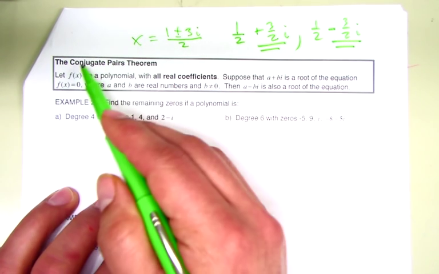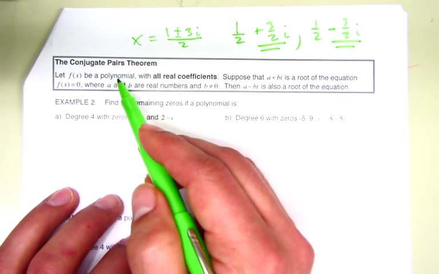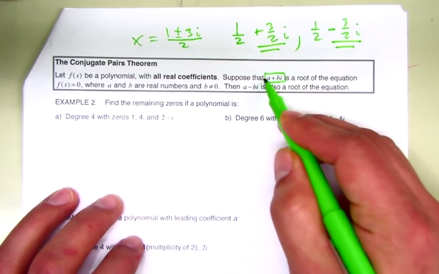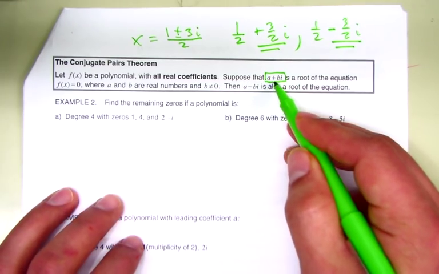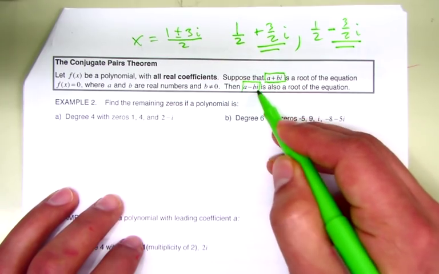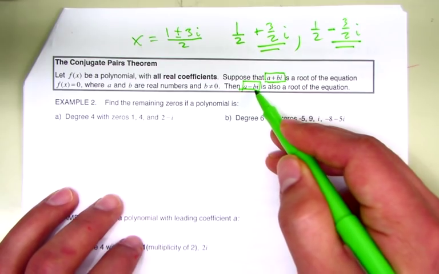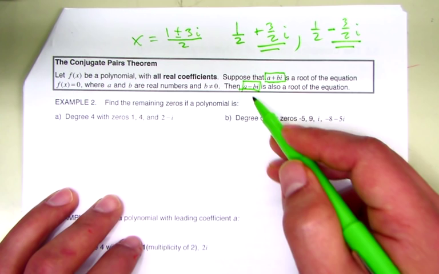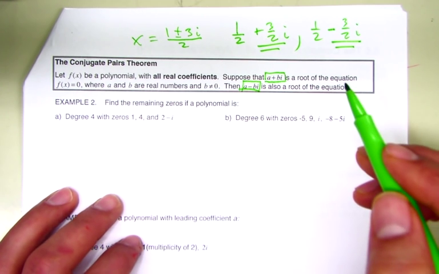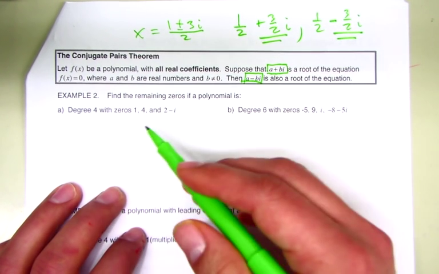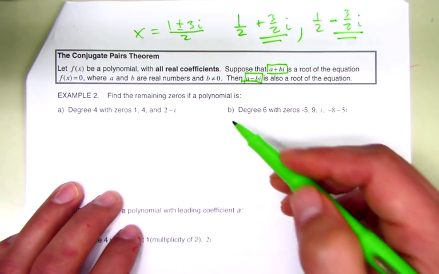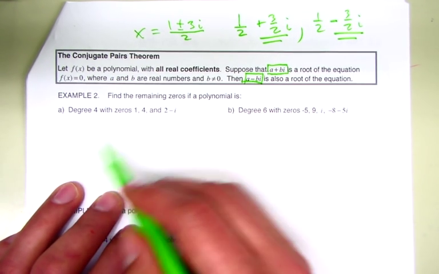Okay? And this is exactly what the conjugate pairs theorem says. It tells us that if we know a complex root, let's say a plus bi, and we know that's a 0, then automatically its conjugate, a minus bi, is going to be a 0 also. Okay? So let's look at example 2. Again, I think you guys will like these first few problems because it's not very much work. It's just knowing how to apply this theorem.